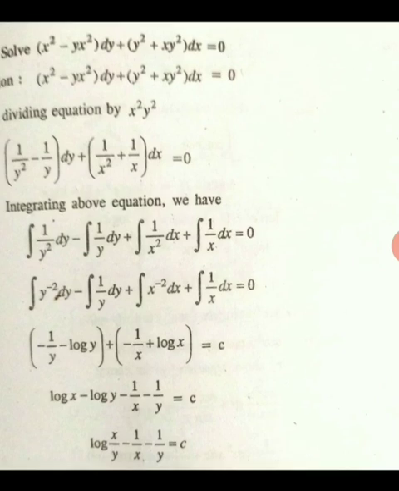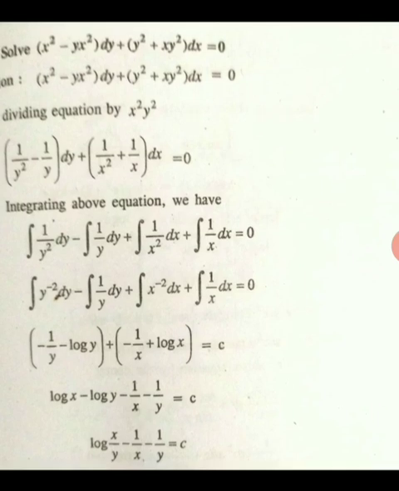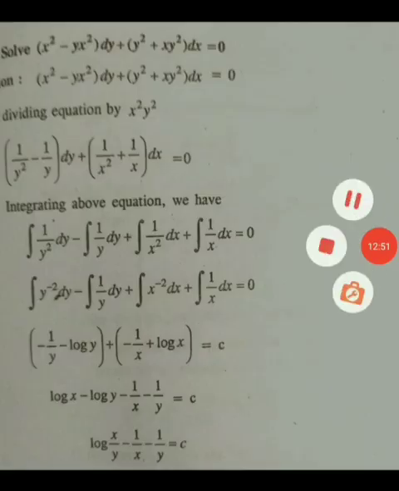Okay. Next, taking the positive term first: log x minus log y minus 1 by x minus 1 by y equals c. So this is the solution of the given differential equation. Otherwise, we can write log x minus log y as log of x by y, minus 1 by x minus 1 by y equals c. So this is the solution of the given differential equation using the separable variable method. Okay. If you have any doubt, ask me in the group. Thank you.